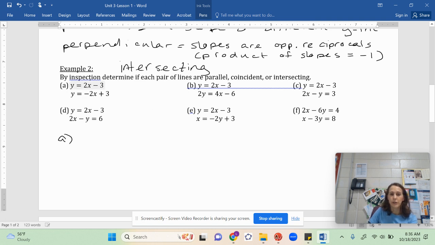First one, hopefully you notice the slopes are different, but the product is not -1. So they are just plain intersecting lines. Again, if you want to do this one on your own first and then check the answers, I strongly encourage that. B, if you isolate for y on the second equation, you get 2x minus 3, and you can see that that is the same equation, same slope, same y-intercept. So B, those two are coincident.